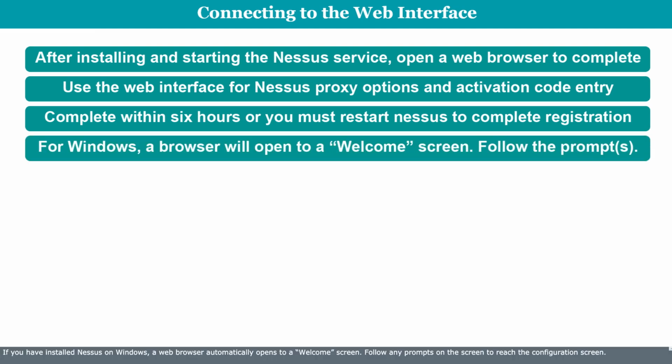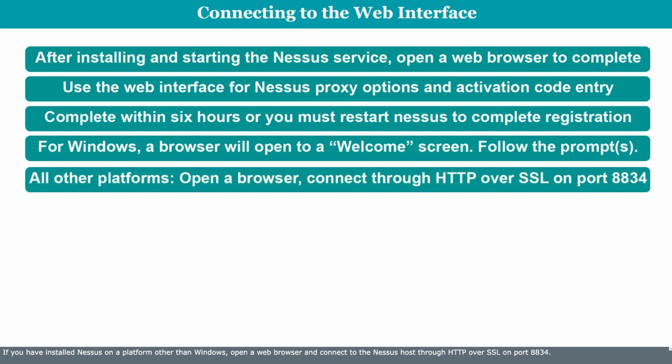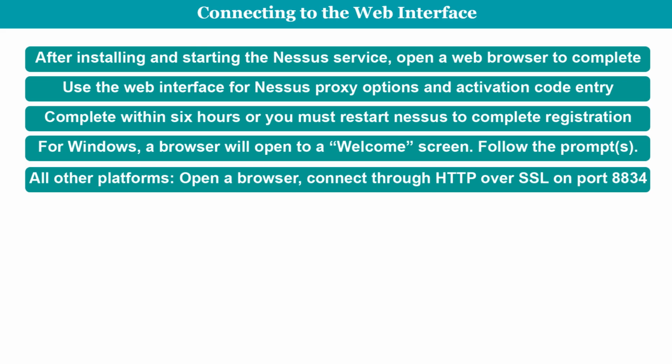If you have installed Nessus on Windows, a web browser automatically opens to a welcome screen. Follow any prompts on the screen to reach the configuration screen. If you have installed Nessus on a platform other than Windows, open a web browser and connect to the Nessus host through HTTP over SSL on port 8834.